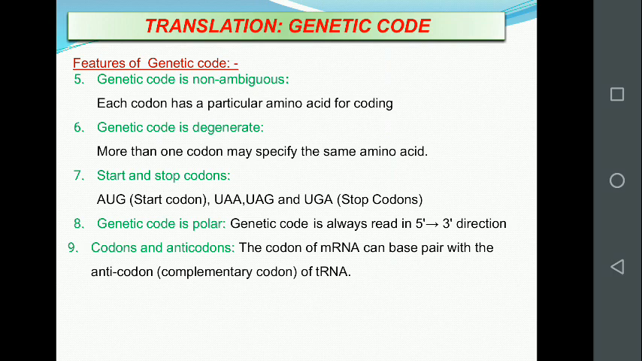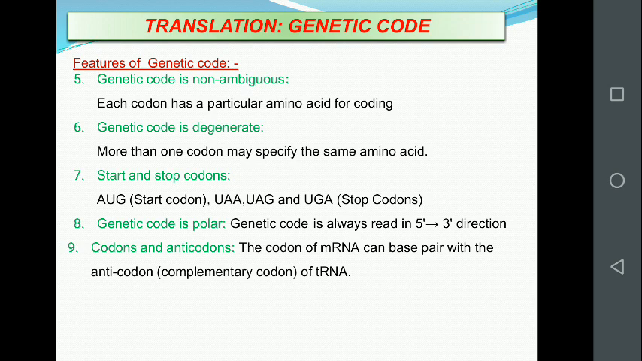After the translation process, the polypeptide chain will be released. That polypeptide chain contains methionine as the first amino acid, because the synthesis of the polypeptide chain starts with the start codon, which is nothing but AUG. AUG is the start codon, and like the start codon, we have the termination codons or stop codons also.